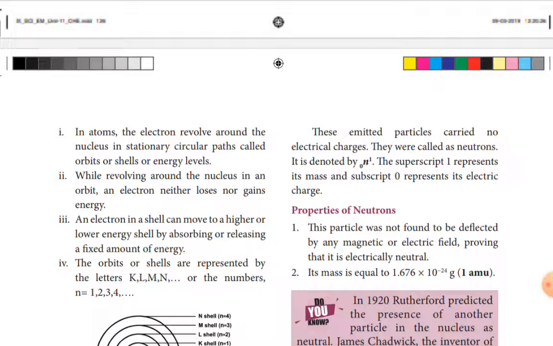In an atom, the electron revolves around the nucleus in stationary circular paths called orbits, shells, or energy levels. It is the same idea, but here it is given. Stationary circular path means that each circular path possesses a certain quantity of energy, which we call a quantum of energy. So that shell is called an orbit or energy level.